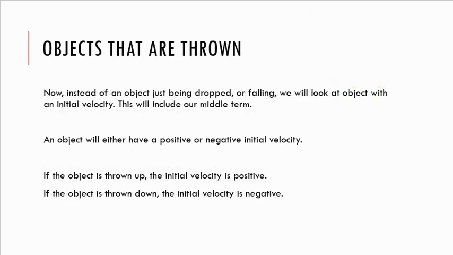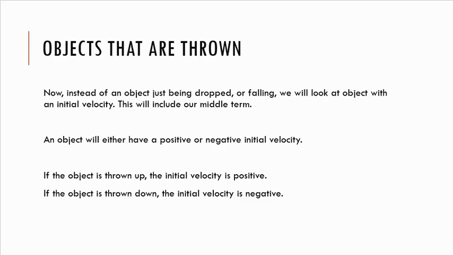Now, instead of an object just being dropped or falling, we will look at an object with an initial velocity. This will include our middle term. So instead of putting a big zero there and that term disappearing, now there's going to be a constant there. So now problems are going to be a little more difficult to find the answers for. But that's why we studied factoring and finding zeros.